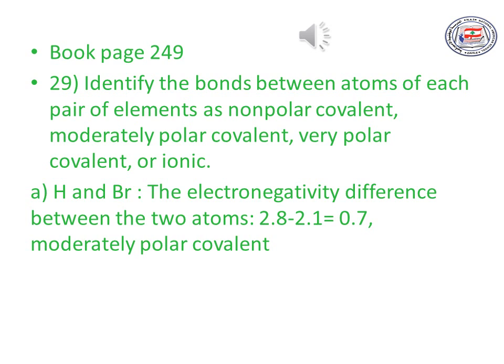Number 29. Identify the bonds between atoms of each pair of elements as non-polar covalent, moderately polar covalent, very polar covalent, or ionic. So part A, between hydrogen and bromine. So the first step, you need to calculate the electronegativity difference between the two atoms, which is 2.8 minus 2.1 equals 0.7. So based on the electronegativity difference, determine the bond type, which is moderately polar covalent.